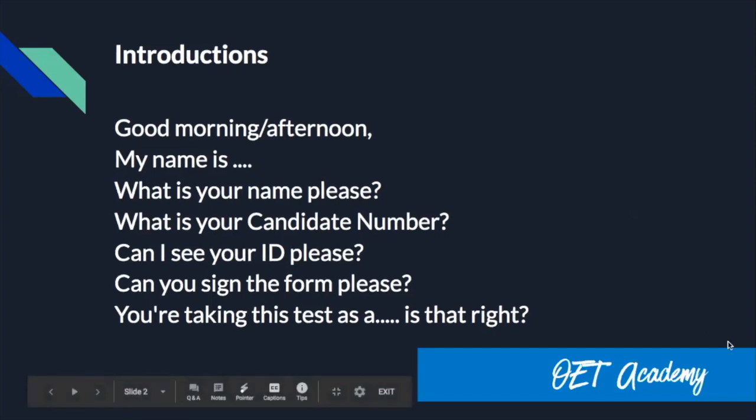So some useful things to remember during this part are to smile, to be confident, and to think about your body language and your posture. Try to relax during this part. Of course, you're going to be nervous, everybody is, but try to get into the right positive mind frame that you're going to do the very best job that you can.